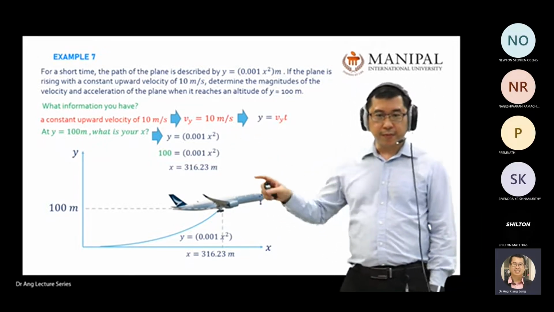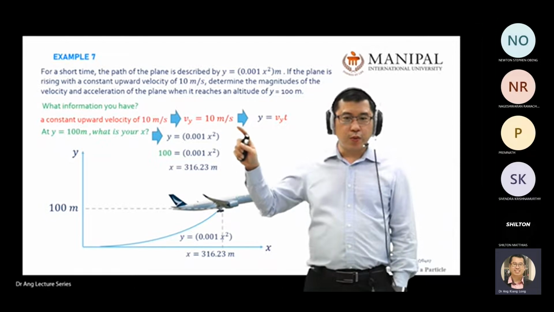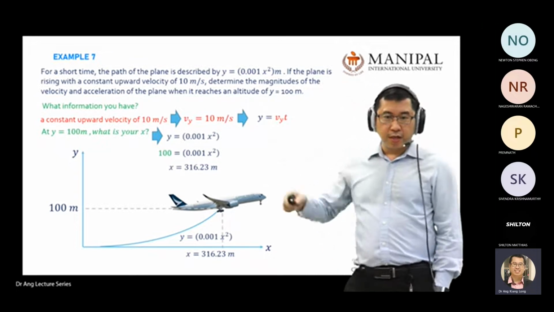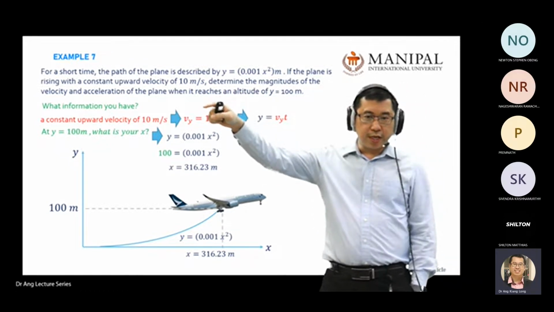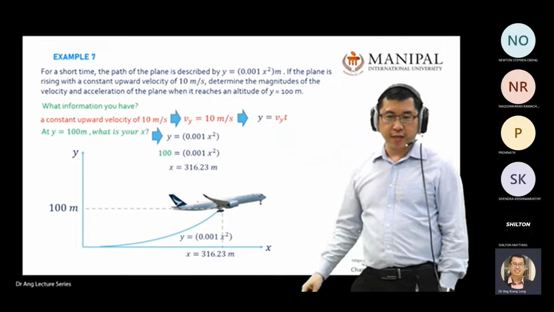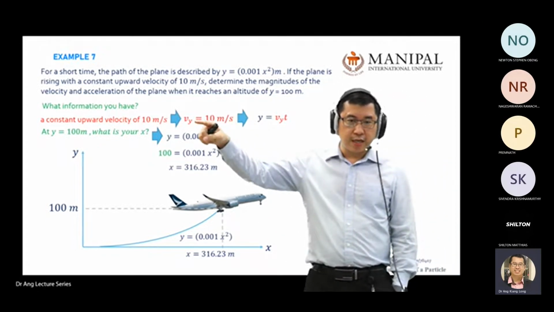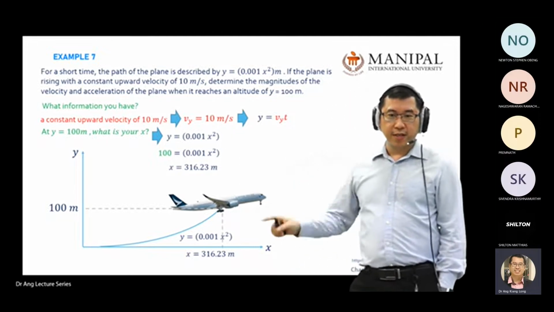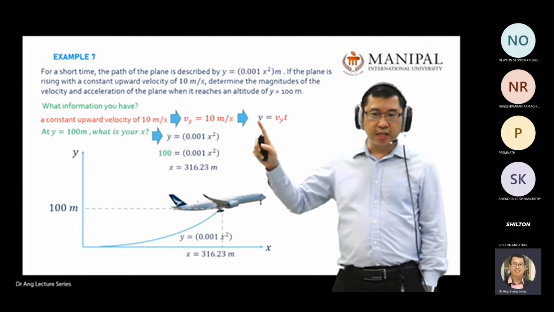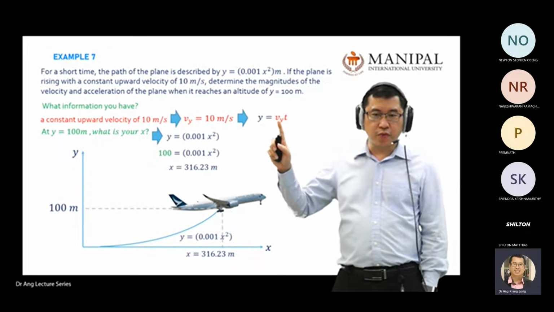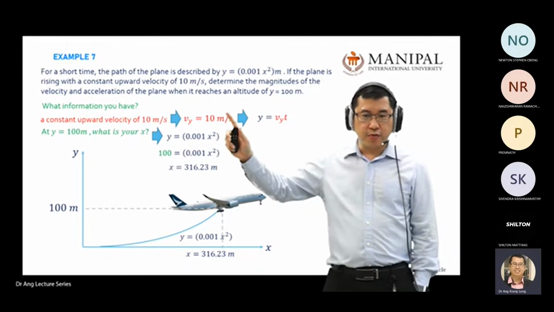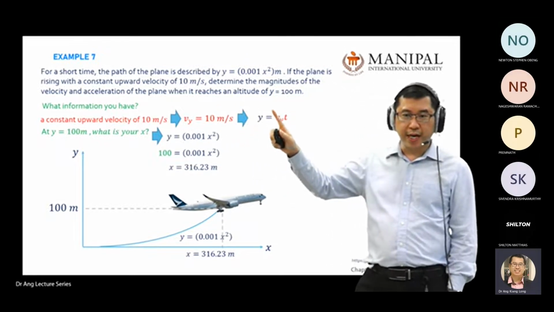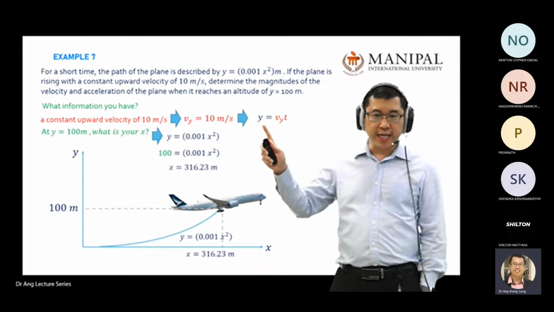Now, from this information, velocity, what is the definition of velocity? Velocity is the rate of change of your y position, right? So dy/dt equal to vy. So you can rewrite the information from velocity into another linear equation. So y equal to vyt.